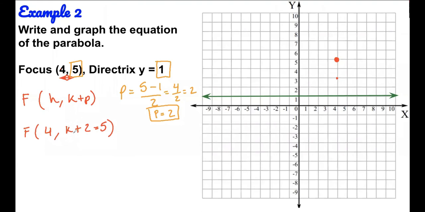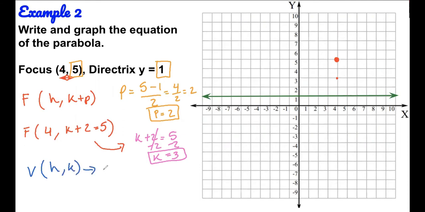We now need to solve for K, so we can do that work on the side. Let me do it in pink so you guys can see it. K plus 2 equals 5. Subtract 2, subtract 2. K equals positive 3. All right, so now we have our H, now we have our K. We can identify that vertex. That vertex is H, K. Vertex is at 4, 3. Like I said, 4, 3.